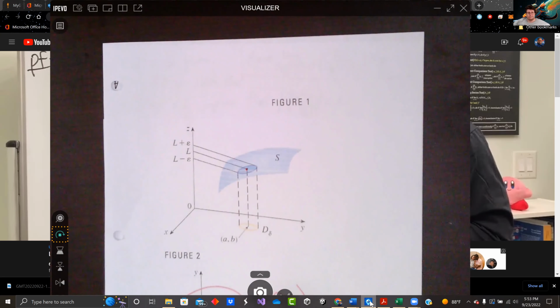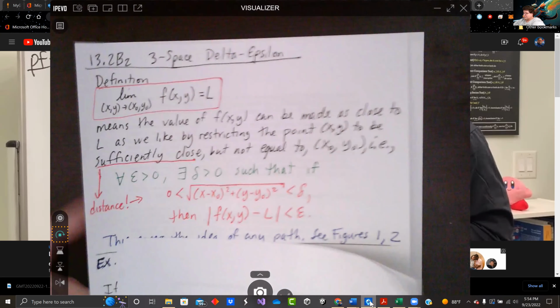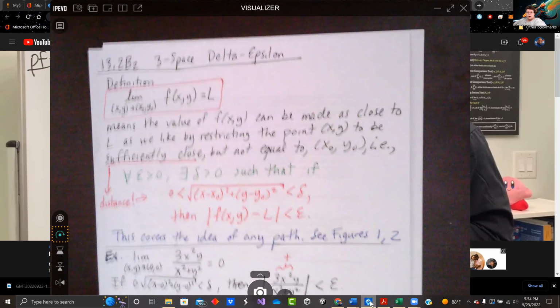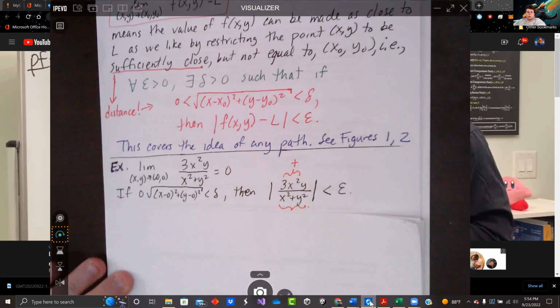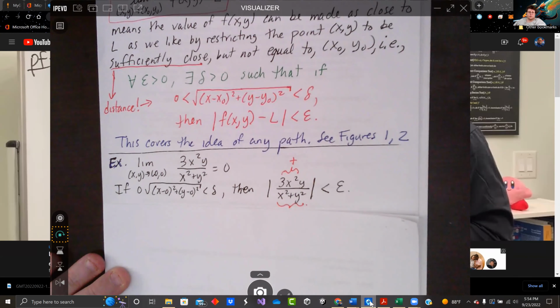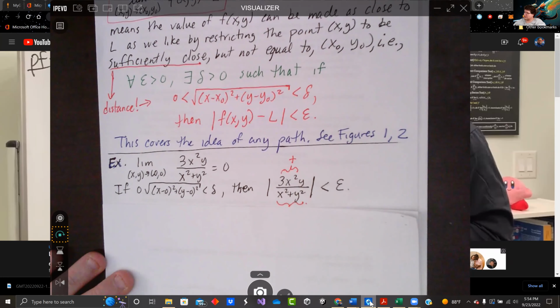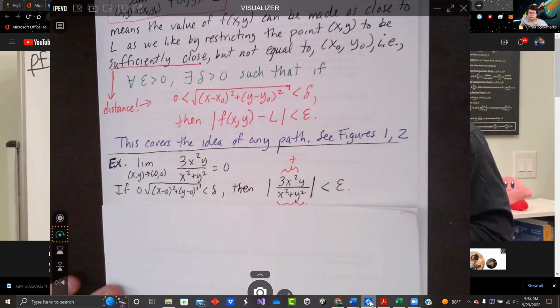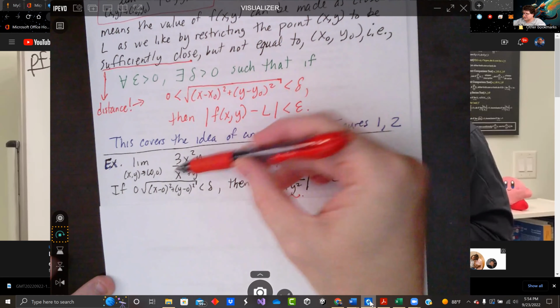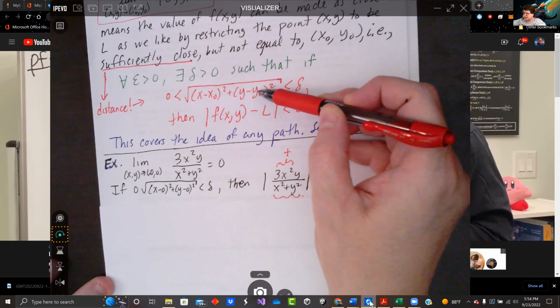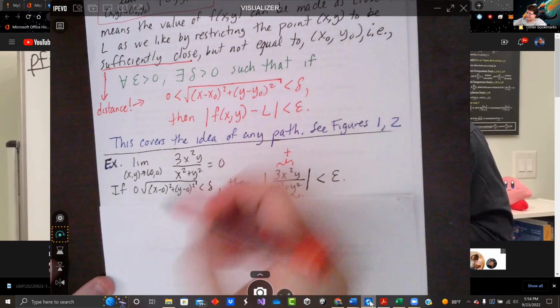Let me bring that back over and we'll take a look at an example. We want to do the limit as xy approaches the origin of 3x squared y over x squared plus y squared equals 0. So let's do our delta epsilon proof. We're following this up here. Our origin is the point that we're going to, so x naught and y naught are both 0. And we've got that here.